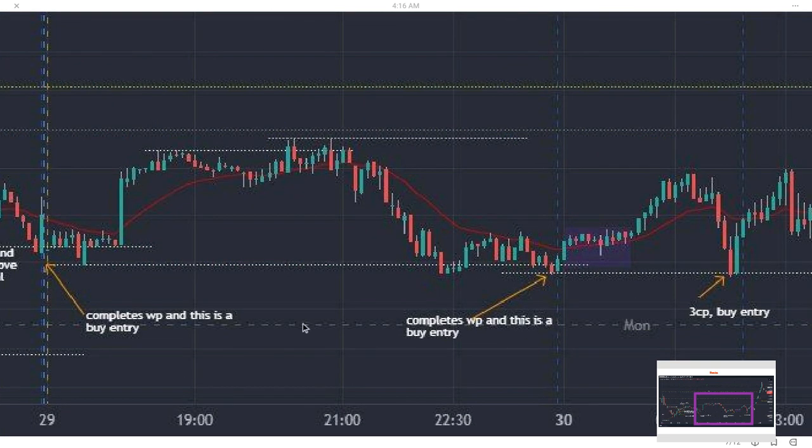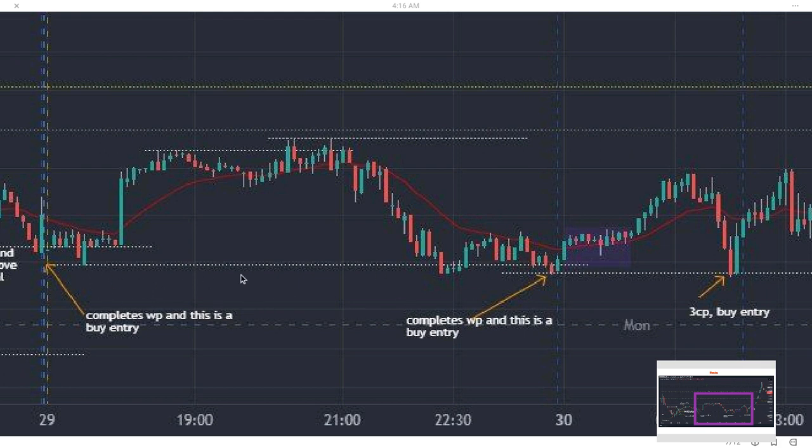Moving forward, what I see is this low of the day. Price then goes below it, closes above it, comes back again and closes above it. So it completes a W pattern at the low of the day.